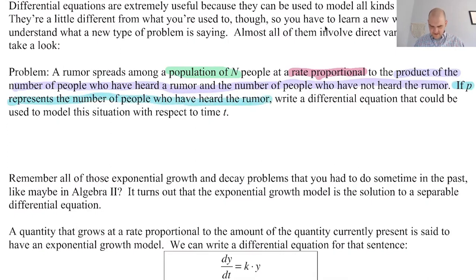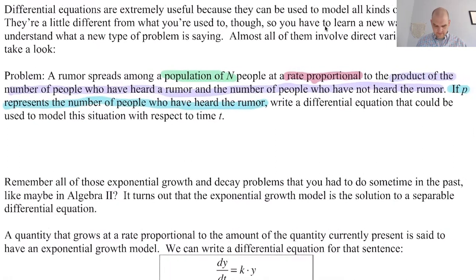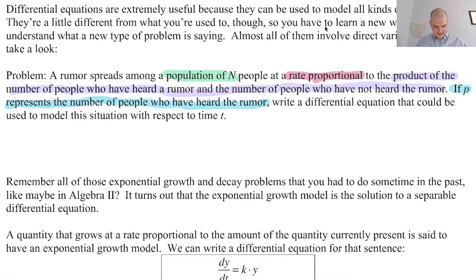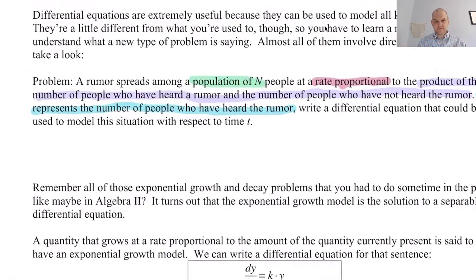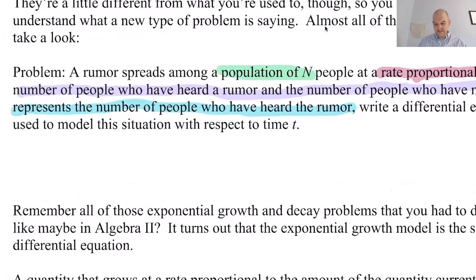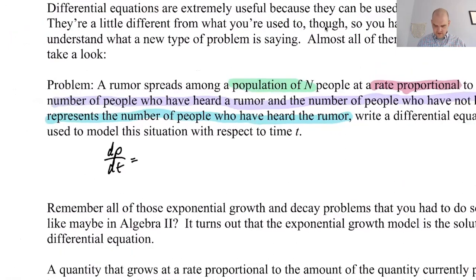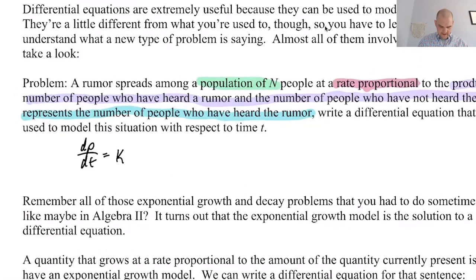So write a differential equation used to model this situation with respect to time. Okay, so time is our independent variable here. So, all right, so the rate of change of people, model the situation. So it's a product, a rumor spreads among a population of n people. All right, so P is the number of people who have heard it. So I'm going to say that dP/dt is what we're looking for. We're looking for the rate of change of the proportion of people who know this. So dP/dt is going to be directly proportional, so k times.